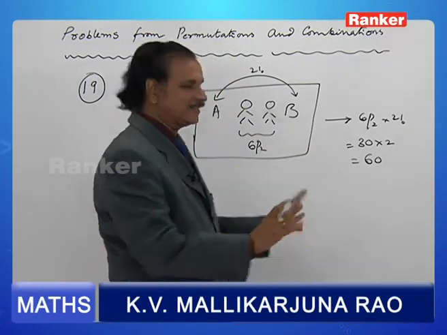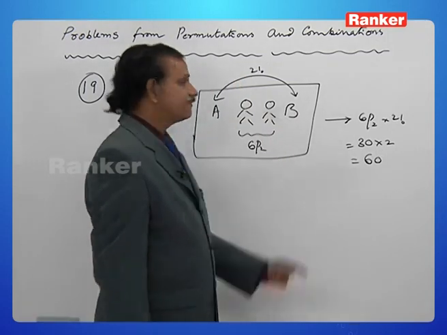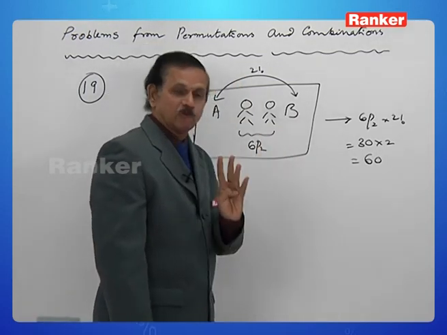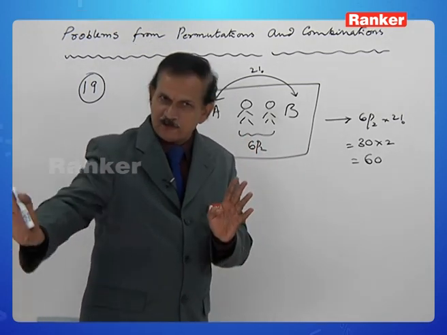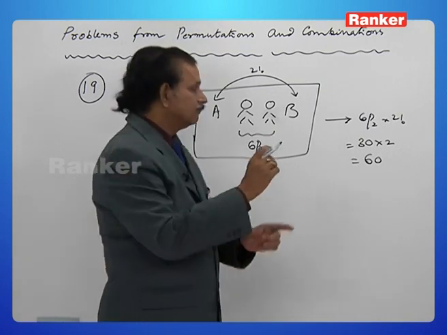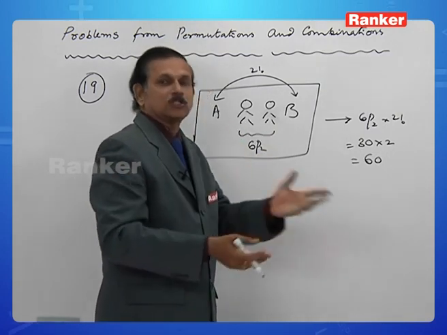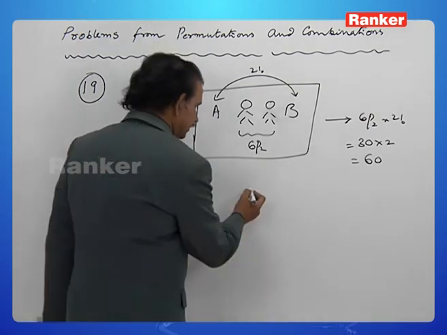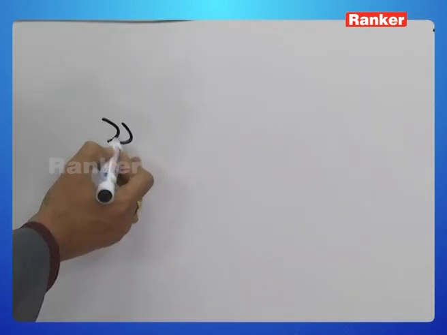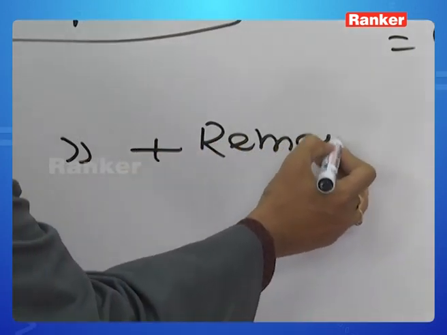Now you consider this entire block to be 1 person only. Of course, in this block there are 4 persons, remaining persons are 4 again. Those 4 persons, and we are considering this block to be 1 person only. So total, how many persons are there? 5 persons. So this box plus remaining 4.